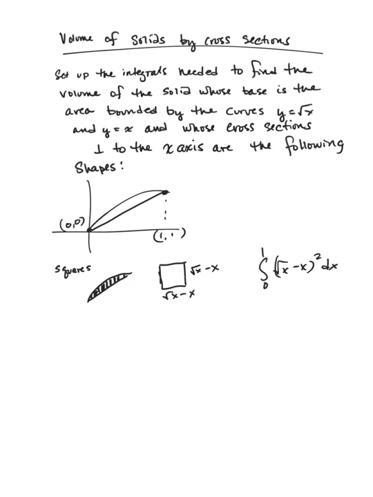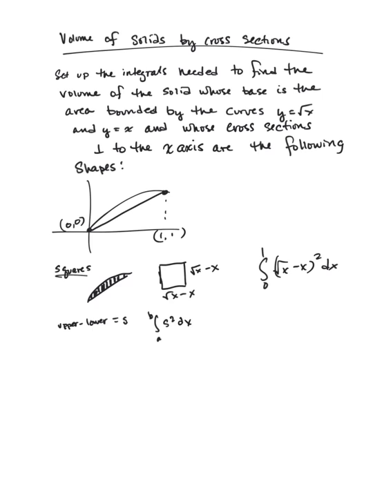Okay, so there's a basic formula. If you have your upper curve minus your lower curve, let's call that S. Then the integral in general from a to b, if you have a square, would be S squared dx. Okay, so those are squares.